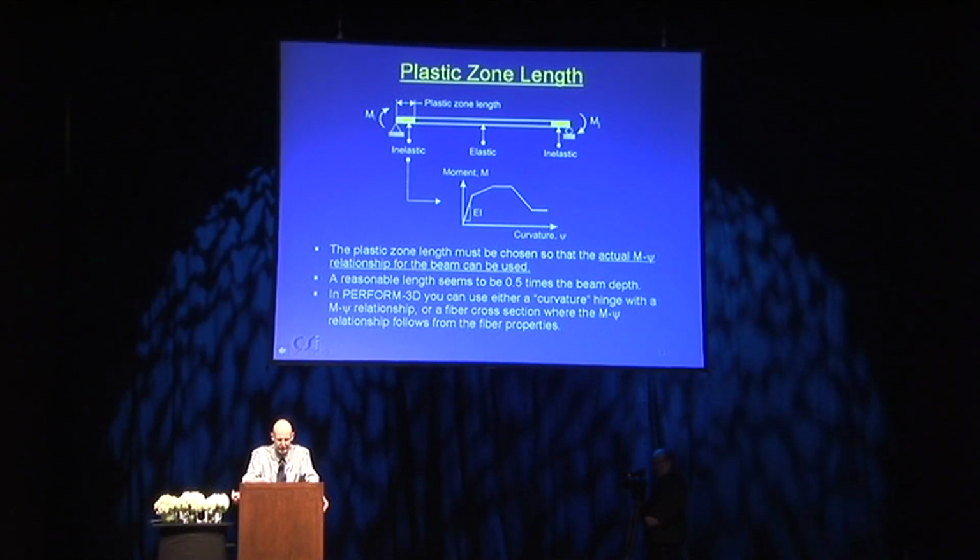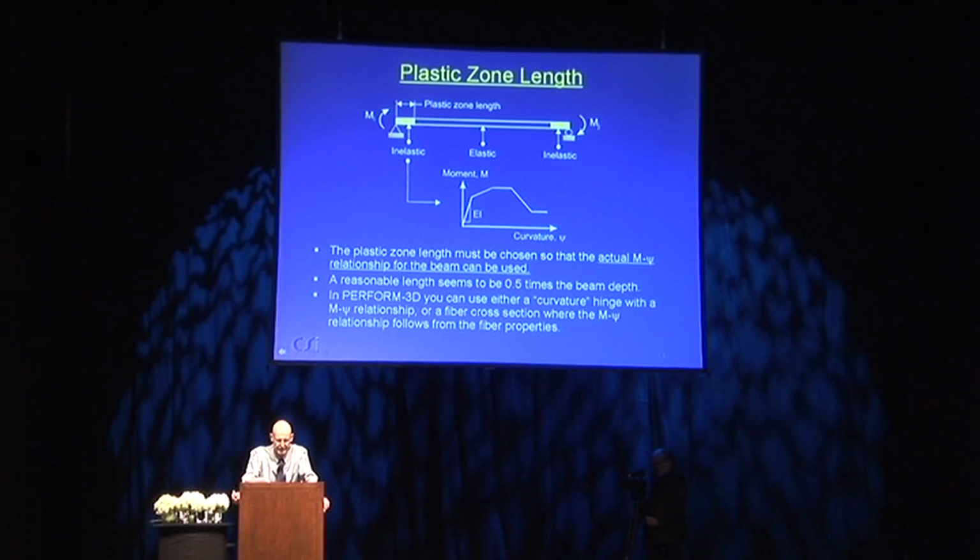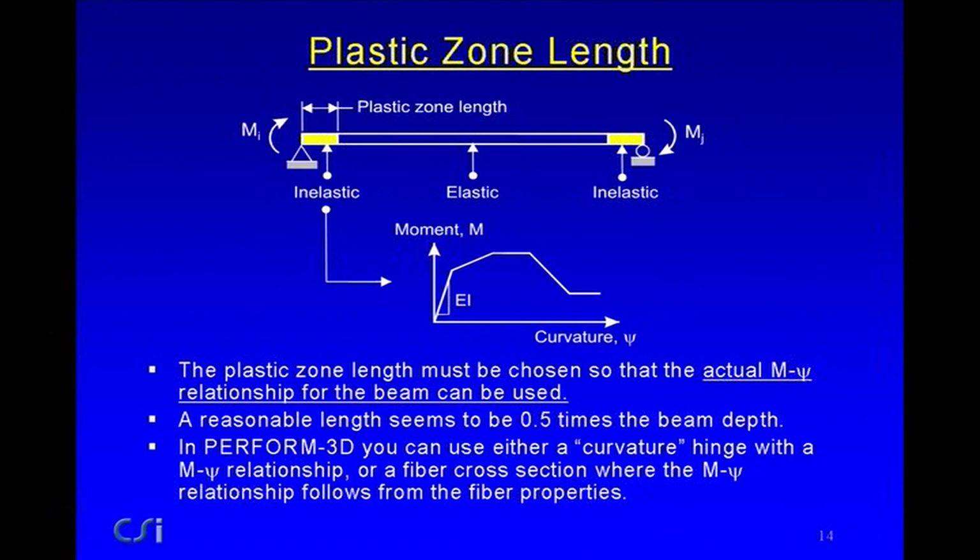There are a couple of ways in which you can do this and perform. I'll demonstrate this later. You can either use a curvature hinge that uses a moment curvature relationship, or you can use a fiber cross section in the plastic zone. In that case, the moment curvature relationship follows from the behavior of the fiber cross section. I'll talk about that a little bit more later also.